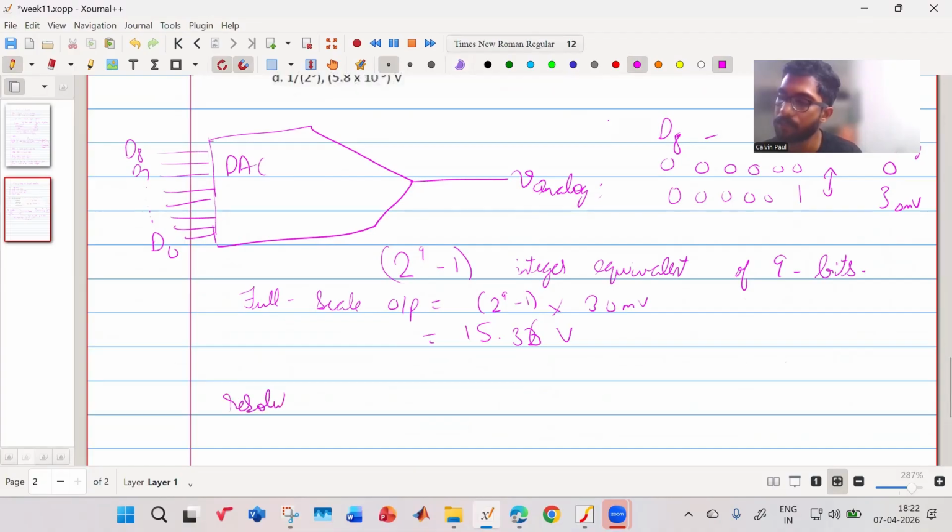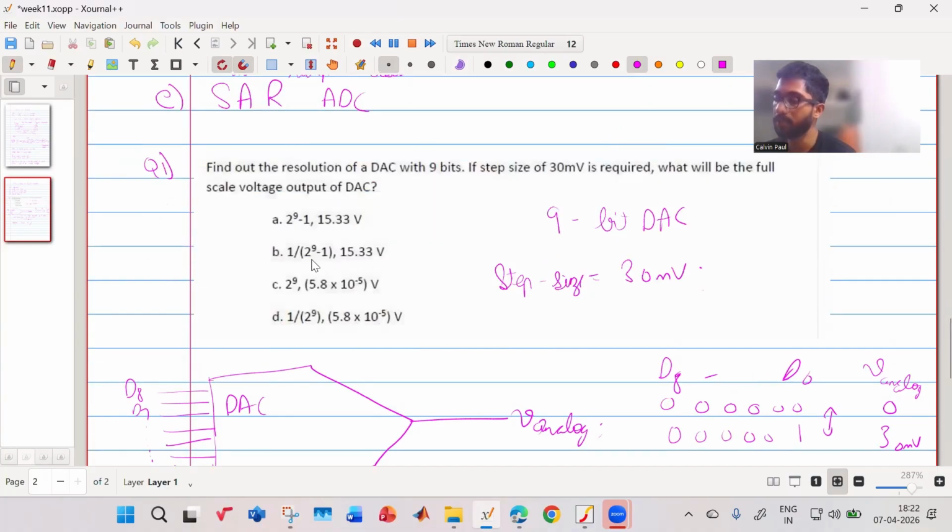Okay, similarly, the resolution is similar to 30 millivolt, right? And that corresponds to 1 upon 2 raised to 9 minus 1. So that's why your answer is B. 30 millivolt and 2 raised to 9 minus 1. 15.33 volt and 1 upon 2 raised to 9 minus 1. Okay, so this is regarding the resolution of the DAC. So this is the correct answer we got.